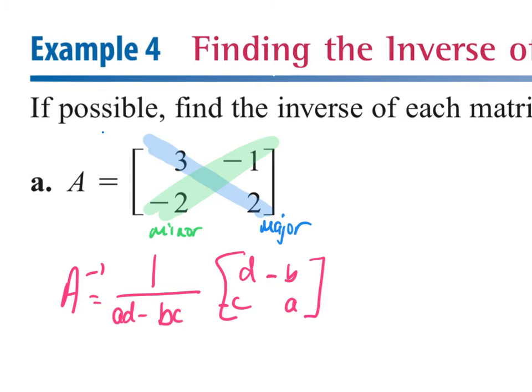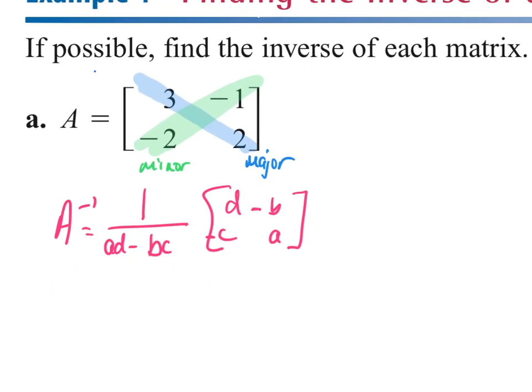What do I do with my majors and minors first? You do the AD minus BC. So let's multiply. What's A times D, my major? 3 times 2 minus what? -1 times -2. Guys, this is where you'll make a mistake. You'll forget that it's a minus in the middle, or you'll mess up that two negatives make a positive. I would write everything out first and then move on from there. So if I simplify this, I have 3 times 2 is 6 minus, what's -1 times -2? So my answer here is 4.